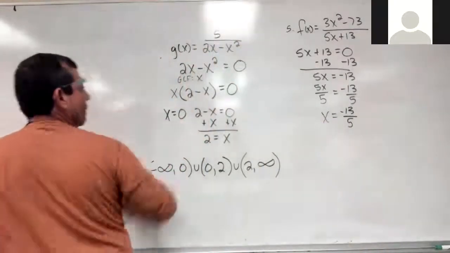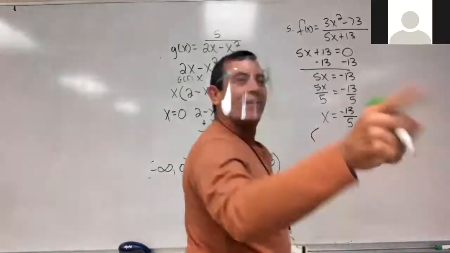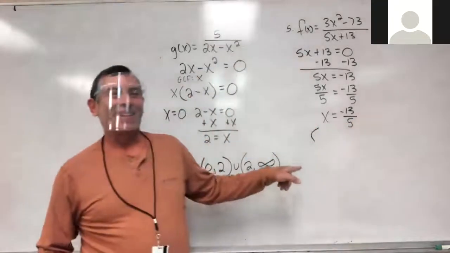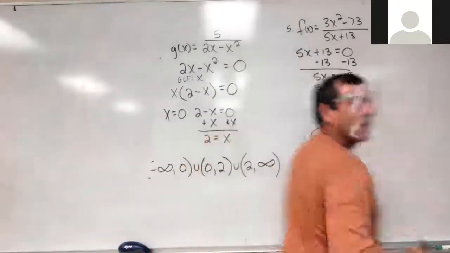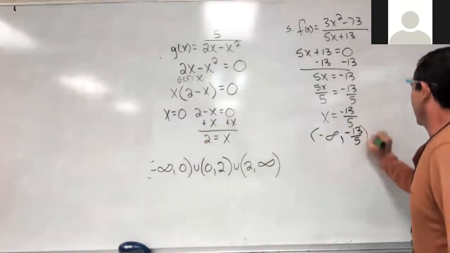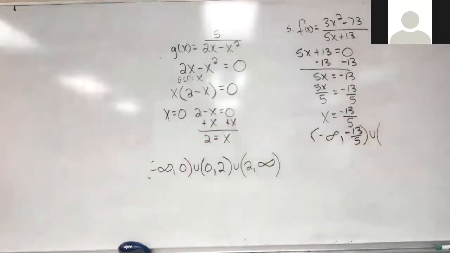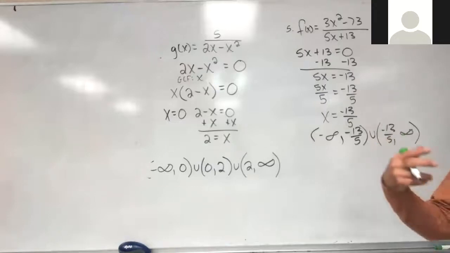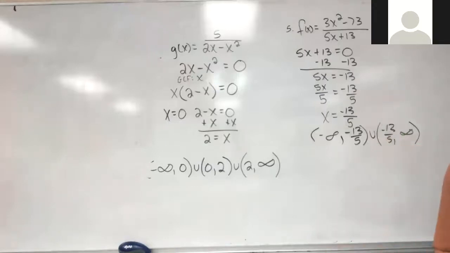Don't we write down the domain here? Yeah. So, negative infinity to negative 13 over 5, and in union, negative 13 over 5 to infinity. There you go. Okay, so just remember, any numbers that we get are solutions to our equations, but they're what makes my actual function undefined.